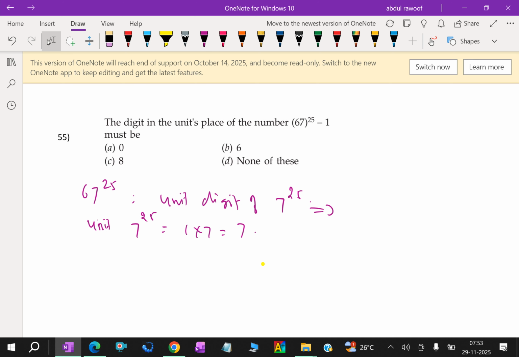Hence, for 67 power 25 minus 1, the unit digit is 7 minus 1, which is 6. Therefore, the digit in the unit place of the number is 6. Answer is 6.